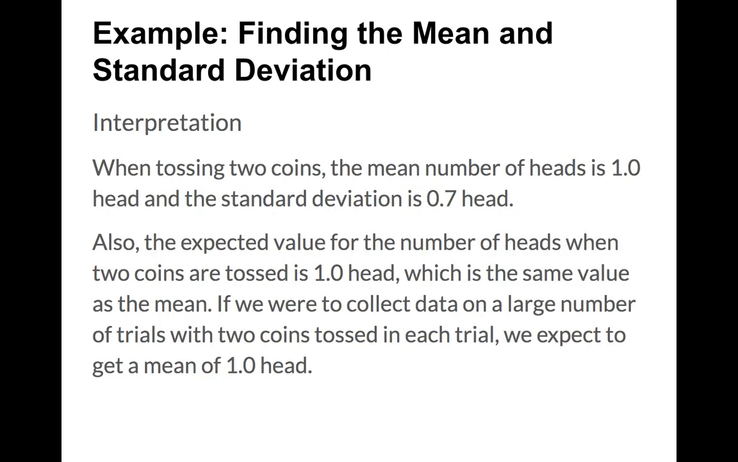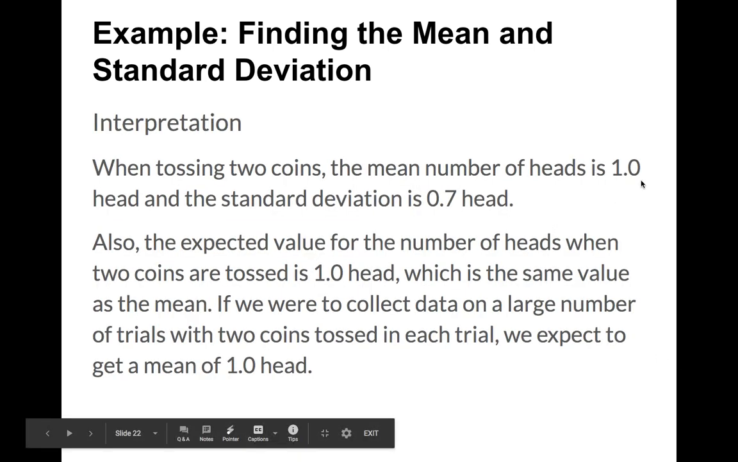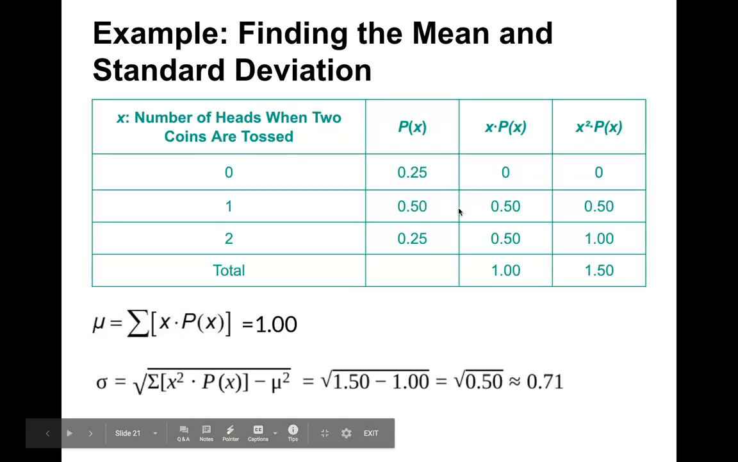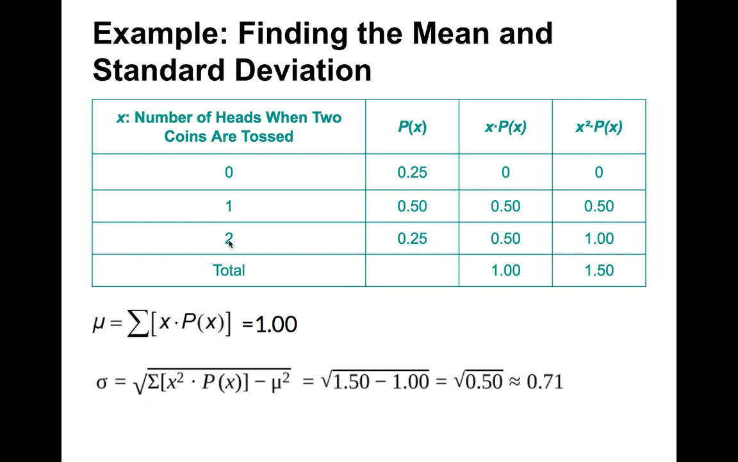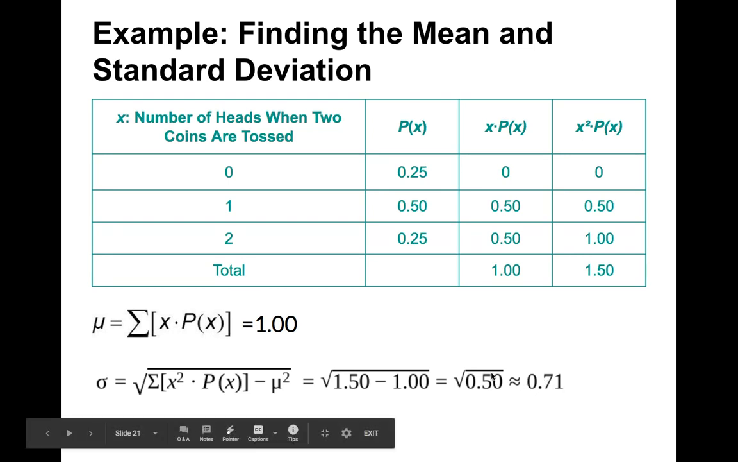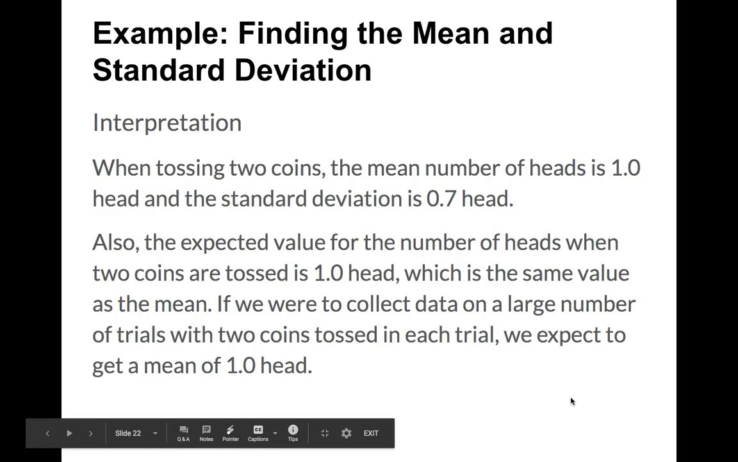So here we can see, now when I state my answer, when tossing 2 coins, the mean number of heads is 1.0, and standard deviation is 0.7. So, since our random variable is in whole values, our mean and standard deviation would go one place further, as the standard rule says. And so instead of being 0.71, which I just have here for calculation purposes, it would be 0.7. Okay.